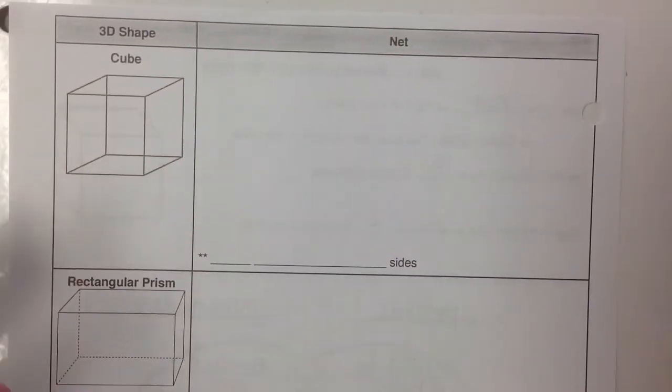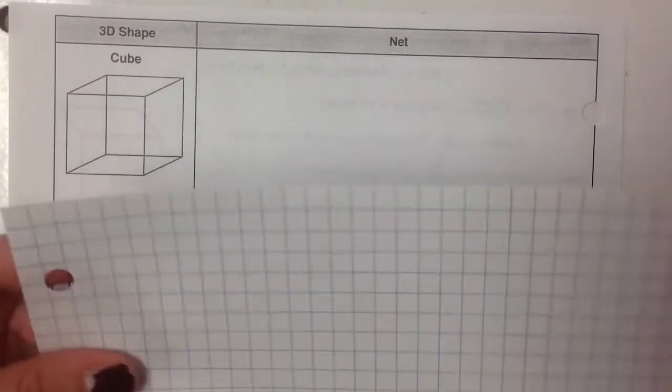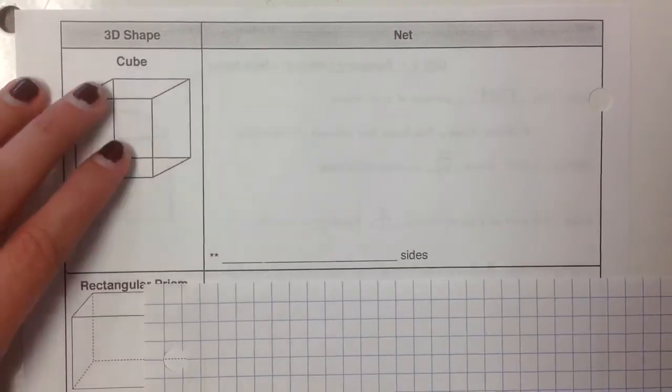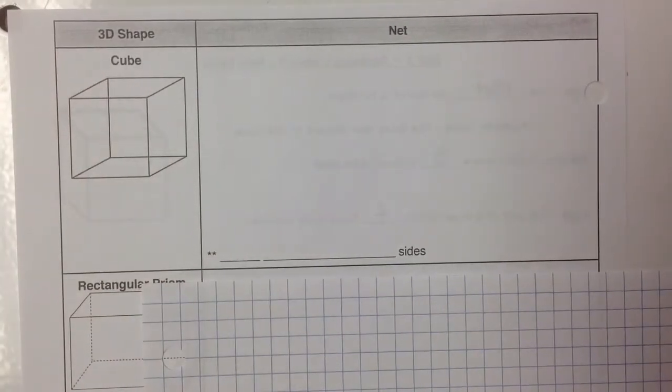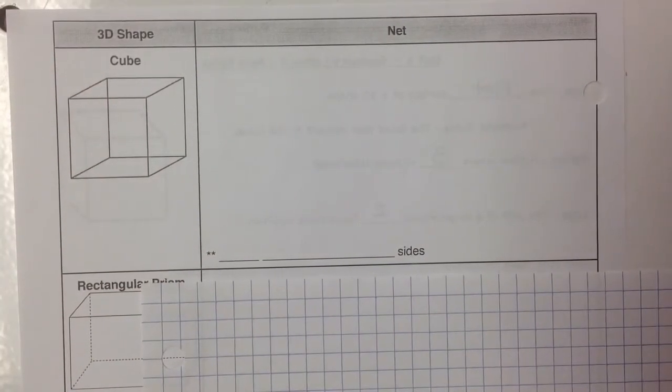So this is where we've got some graph paper and we're going to sketch these things out. First we're going to look at a cube, and we can take that three-dimensional shape. Remember that what goes inside the shape is the volume. The outside, the material that makes it up, is your surface area.